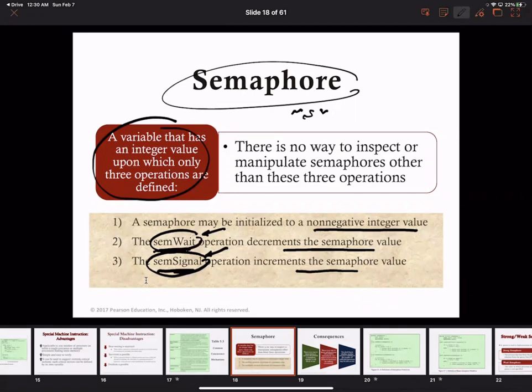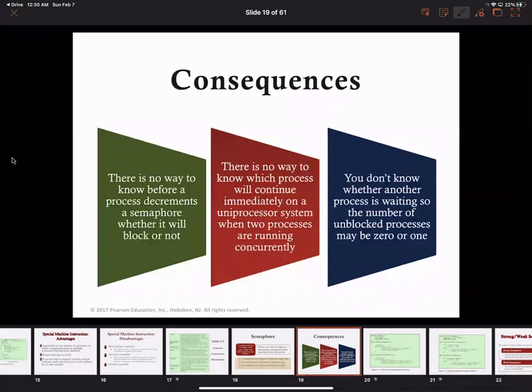So the consequences of using such a strategy, which enforces mutual exclusion, I have summarized for you into three consequences. They look interesting. In general, there is no way to know beforehand if a process decrements a semaphore whether it will be blocked or not. After a process increments a semaphore and another process gets woken up, both processes continue running concurrently. There is no way to know which process, if either, will continue immediately on a uni-processor system.